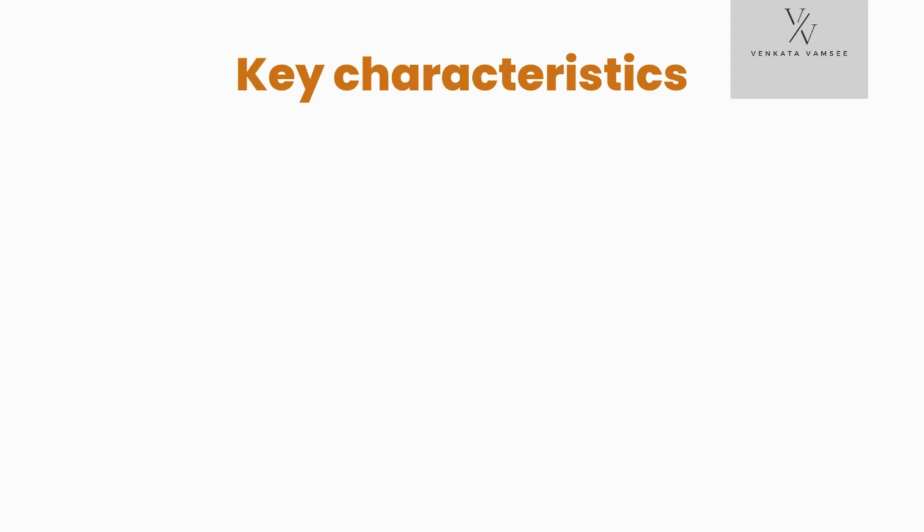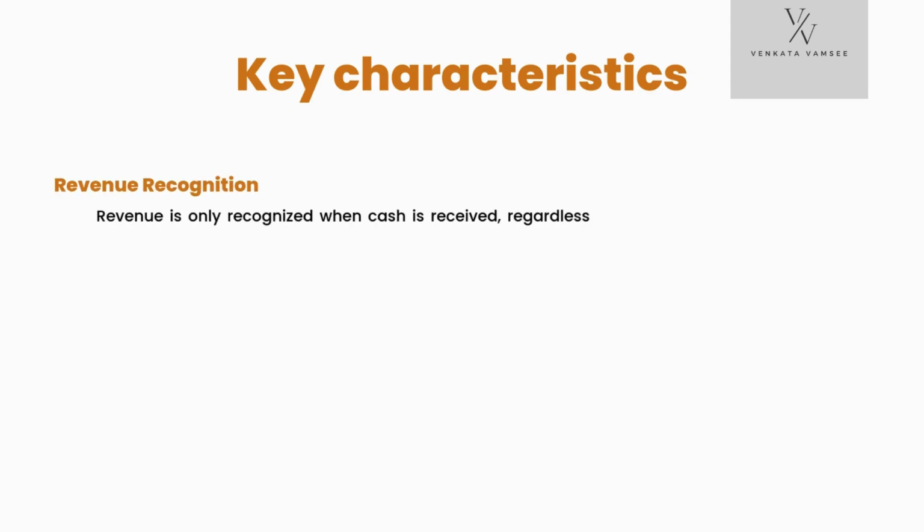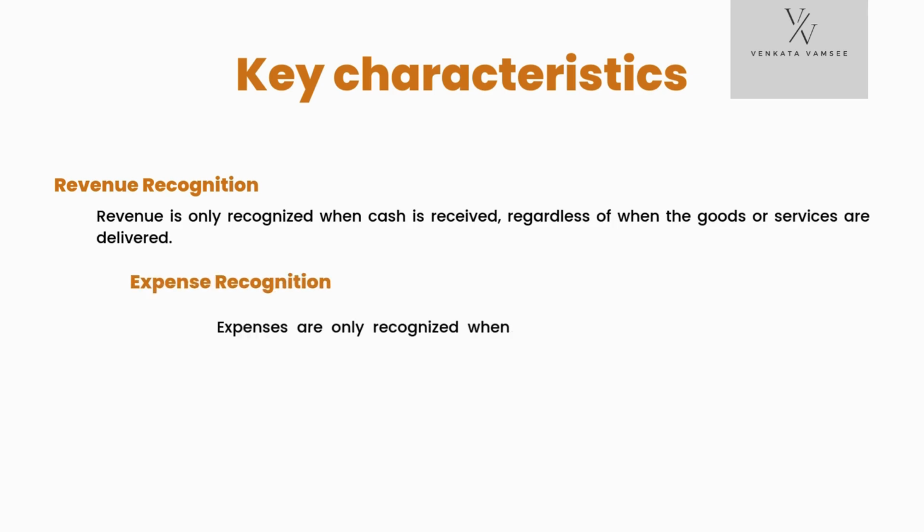Key characteristics. Revenue recognition. Revenue is only recognized when cash is received, regardless of when the goods or services are delivered. Expense recognition. Expenses are only recognized when cash is paid out, regardless of when the expenses were incurred.